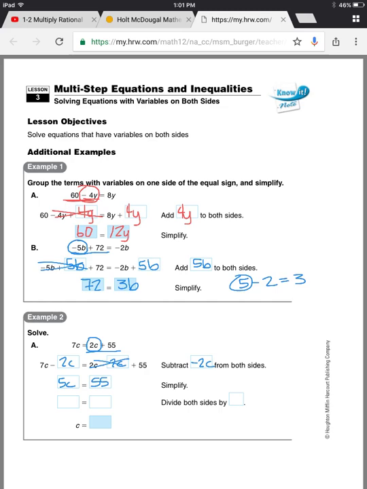Then we have a coefficient and a variable, so we're going to divide both sides by the coefficient, which is 5. Coefficients cancel, and c equals 11.